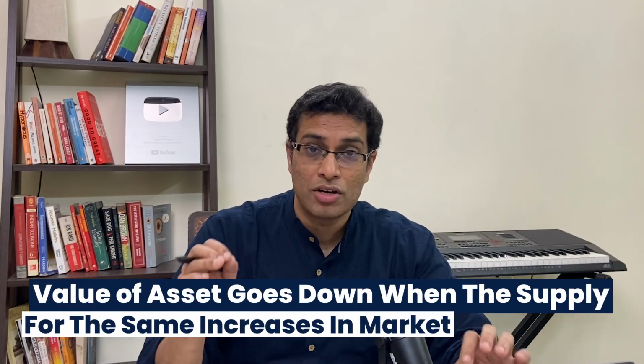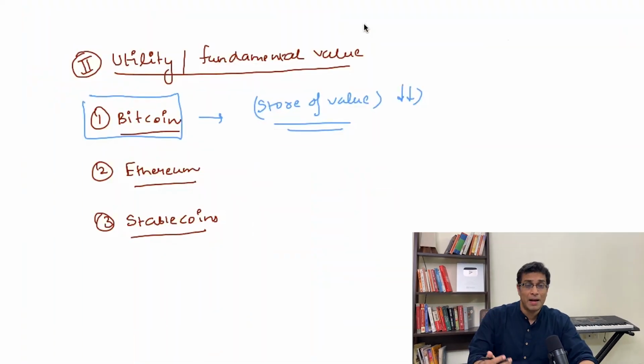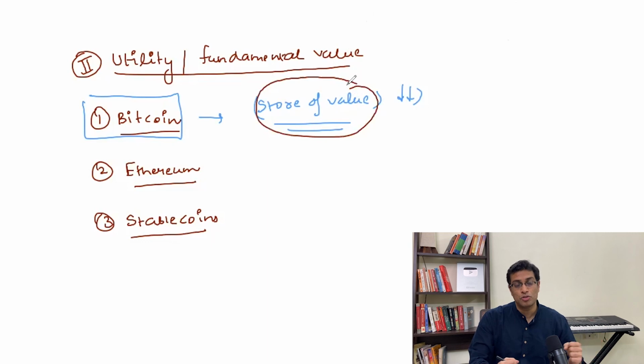So anytime more quantitative easing or more money is injected into the economy, the value of the money that you're holding or saving goes down. Which brings us back to the story of Bitcoin, that Bitcoin actually started gaining a lot of prominence post 2008.